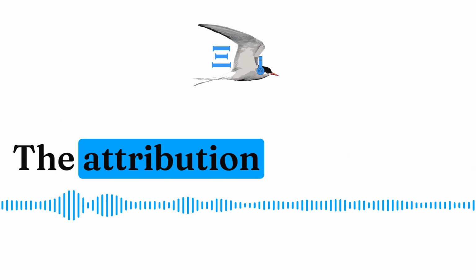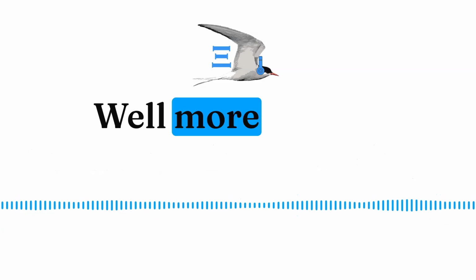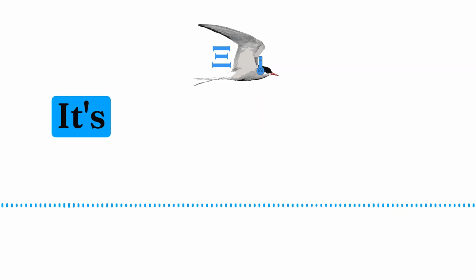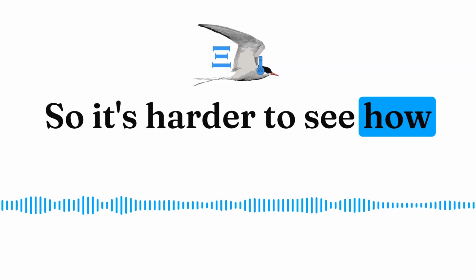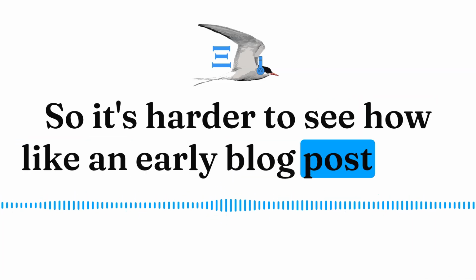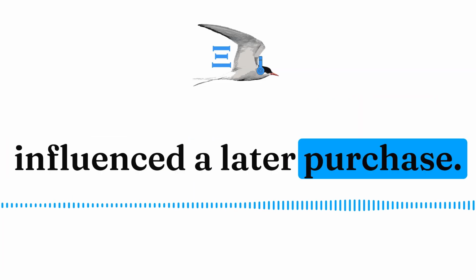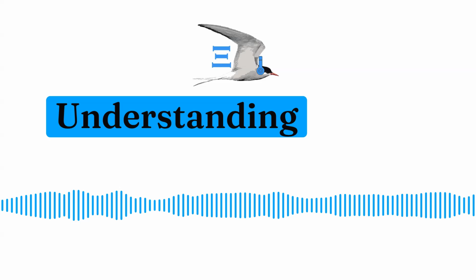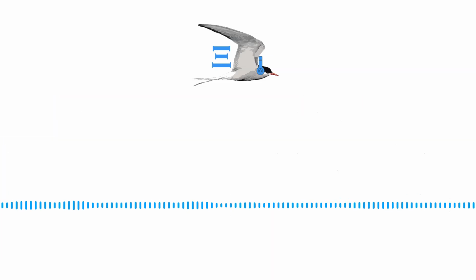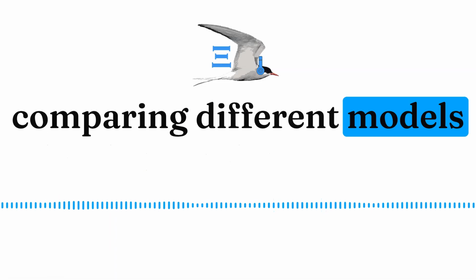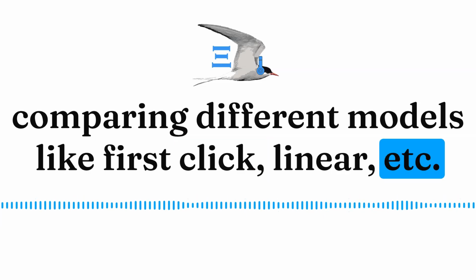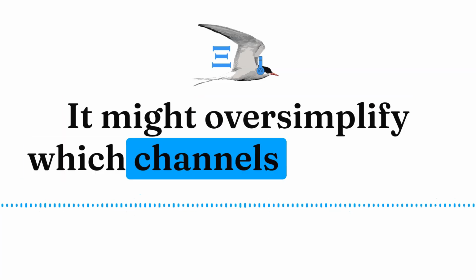What else? The attribution modeling is, well, more limited than Universal Analytics used to be. It's mainly last click or a data-driven model. So it's harder to see how, like, an early blog post view influenced a later purchase. It can be, yeah. Understanding the full impact of every touchpoint in a complex customer journey is trickier without easily comparing different models like first click, linear, etc. It might oversimplify which channels get credit.